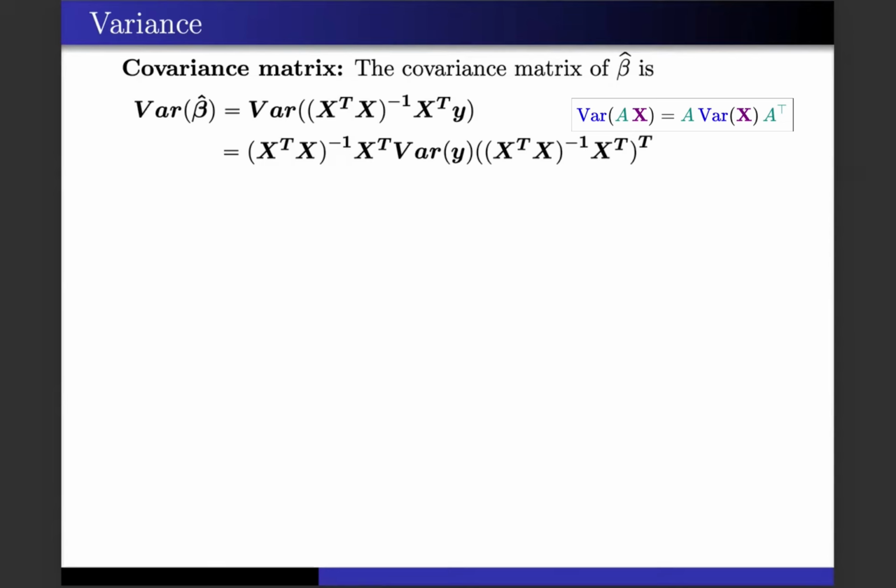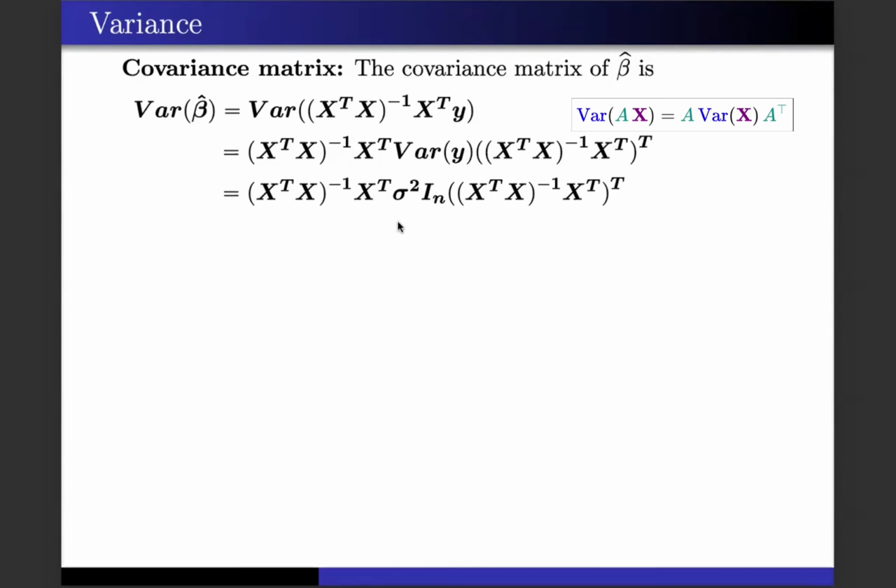To simplify it further, we write the first term as it is. But for the second term, we use the consequence of the assumption of error term on the dependent variable. And we have that variance of y is equal to sigma square identity matrix. And the third term, we write as it is. If we look at this quantity now, here we have this sigma square, and this sigma square is a scalar quantity. It is not a matrix.